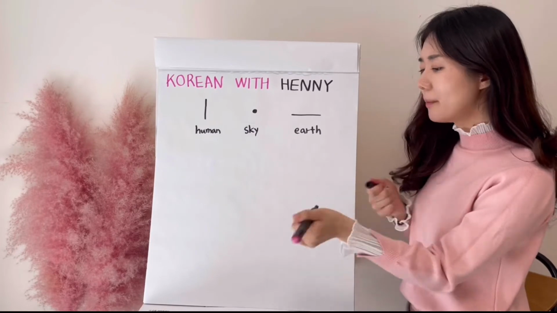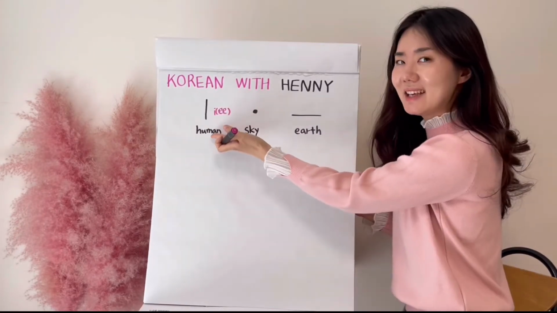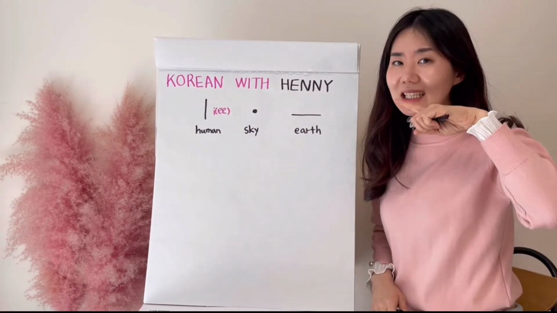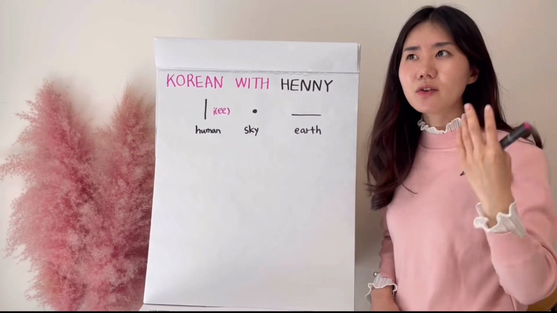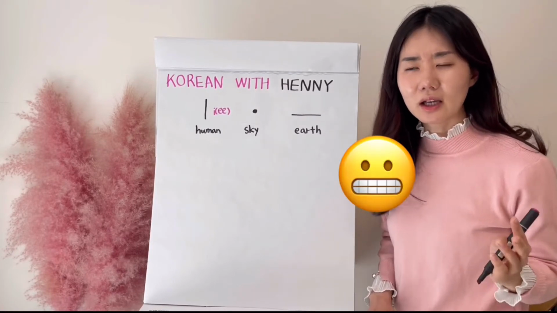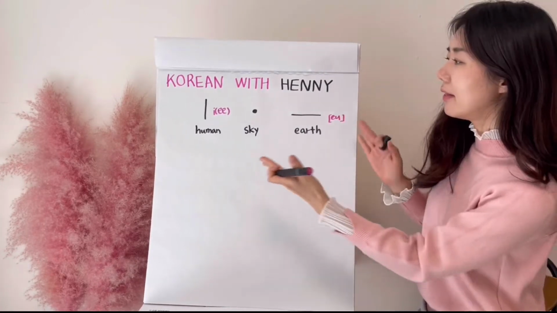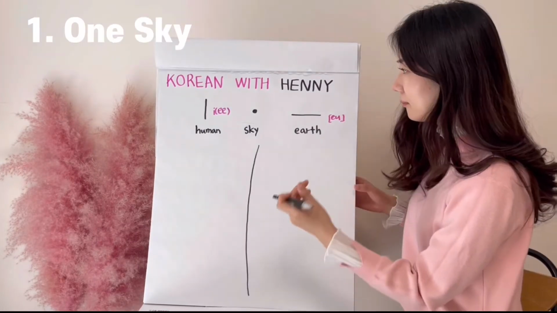Okay, so human sounds E, E. And earth sounds like... Look at my mouth. When you see something yucky, you are like... Remember that. Okay, and let's start to make combinations of these 3.